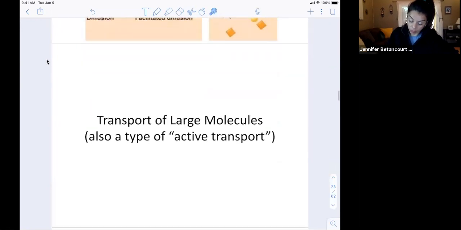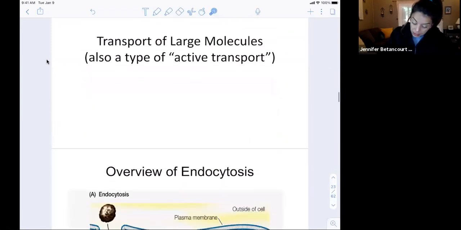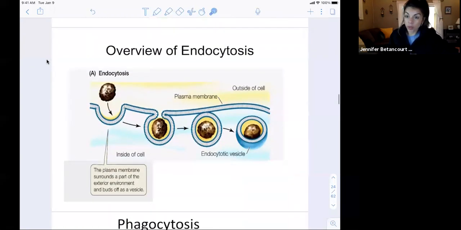so we don't use net cell energy. But as cells, we have to transport larger things too, whether that's getting it out of the cell or getting it into the cell. If we were just transporting two or three molecules at a time, man, we'd be sitting here forever. So we're just going to briefly recap some of these mechanisms.